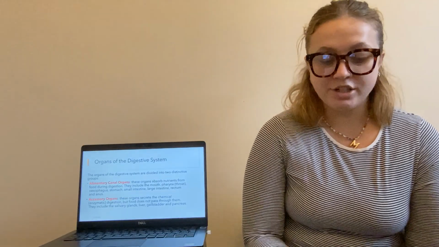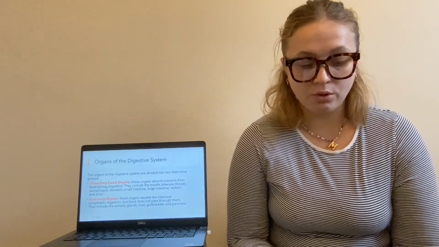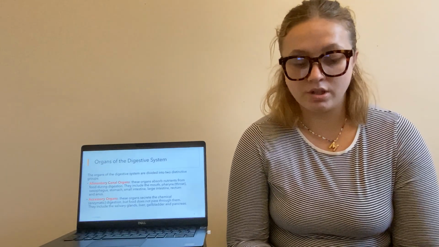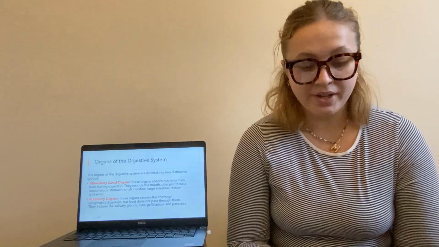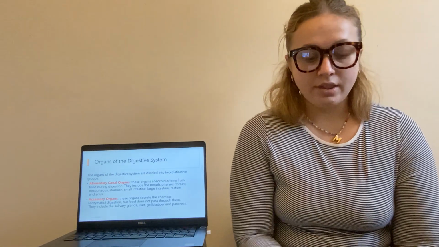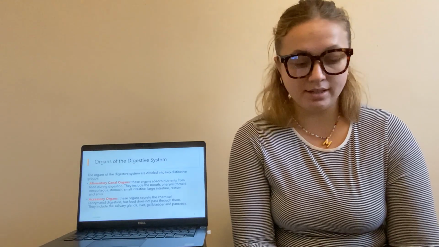The organs of the digestive system are divided into 2 distinctive groups. First of all, we have the alimentary canal organs. These organs absorb nutrients from food during digestion. They include the mouth, the pharynx, which is your throat, the esophagus, stomach, small intestine, large intestine, rectum and anus.